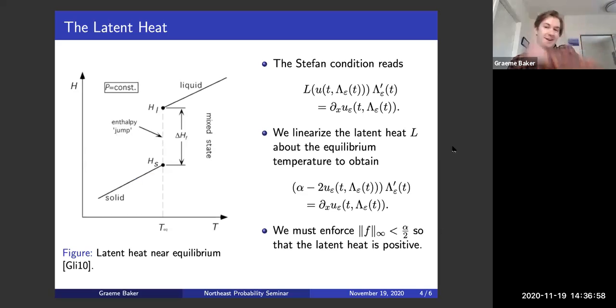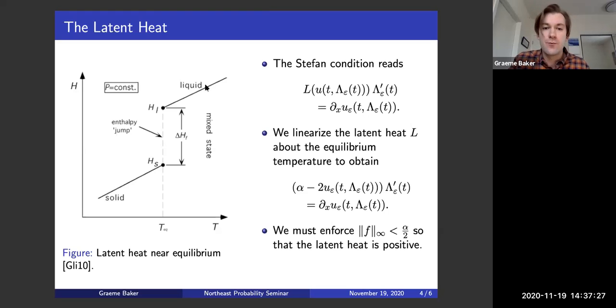This was one of the more adventurous parts of this project. We went into this reference here, applied chemistry literature, to figure out how to do this thing. We actually reverse engineered it, and then we learned that this is something that engineers do. So this delta HF is our original latent heat of formation alpha. And our Stefan condition says that the latent heat times lambda prime is dx of u.